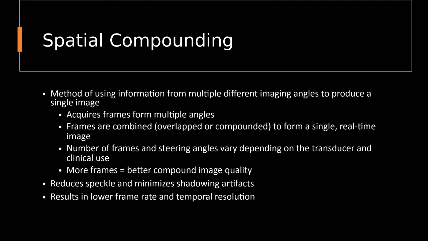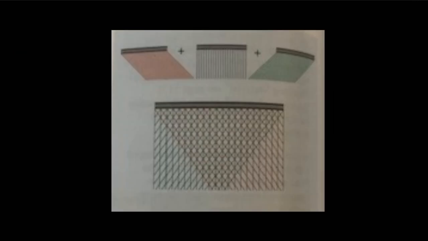The number of frames and the steering angles of those frames are going to vary depending on the transducer that we're using and what we're using this for in the clinical environment. As we know, with more frames, we're going to have better image quality, but with more frames, we could have decreased temporal resolution and lower frame rate. So we're going to have better image detail if we're using multiple different imaging pulses. But as we know, the more we make our system do, the slower it gets and the worse temporal resolution we're going to have. So what does that look like?